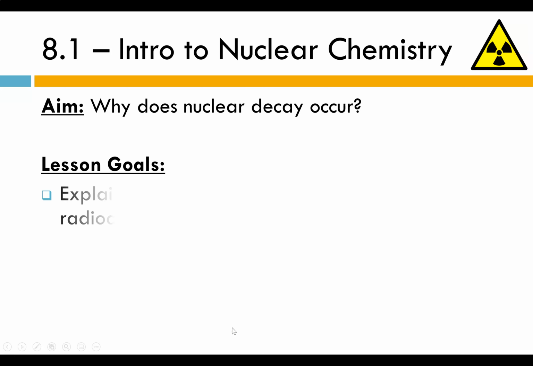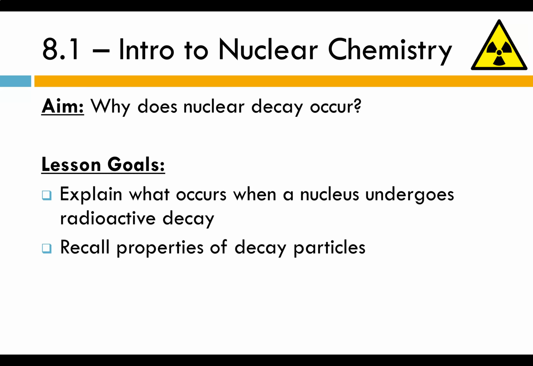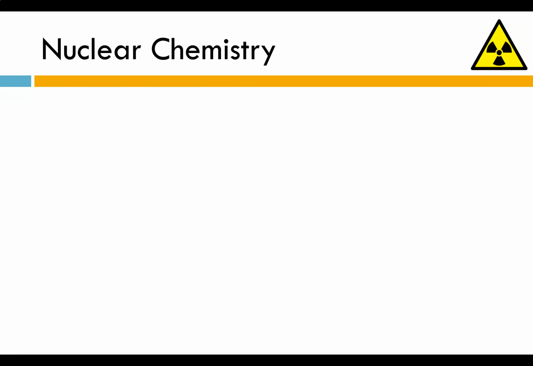So some goals for today's lesson. You should be able to explain what occurs when a nucleus undergoes radioactive decay. You'll recall properties of decay particles. And you'll be able to predict the type of decay that a radioisotope will undergo. All right, let's dive right in.